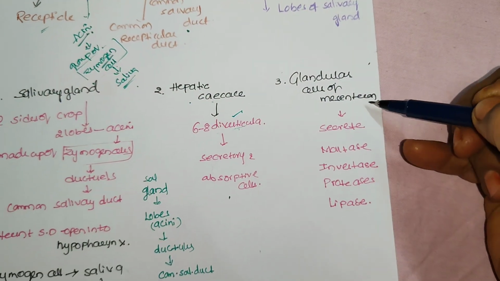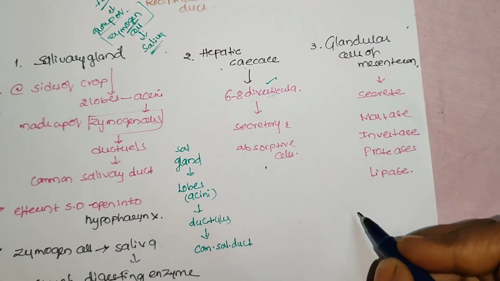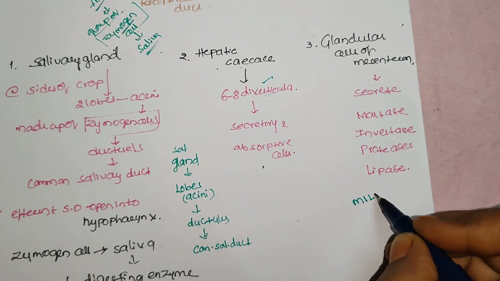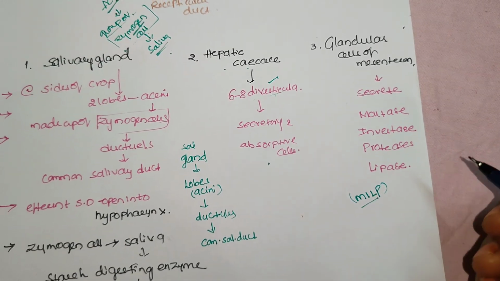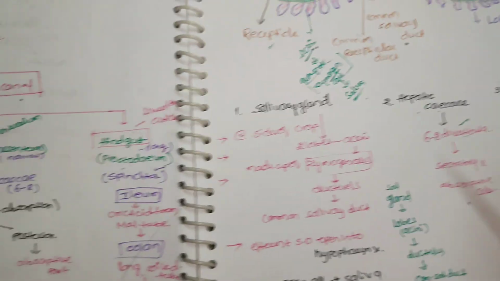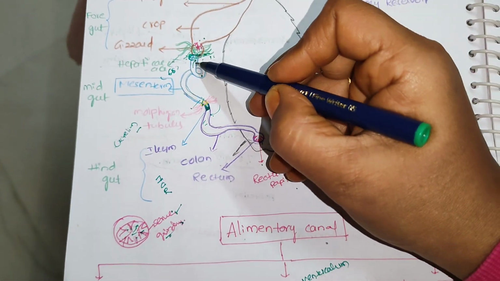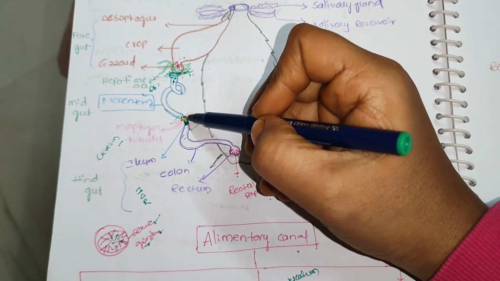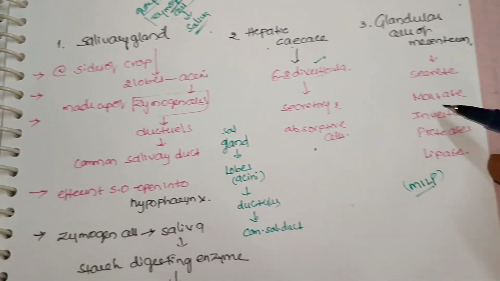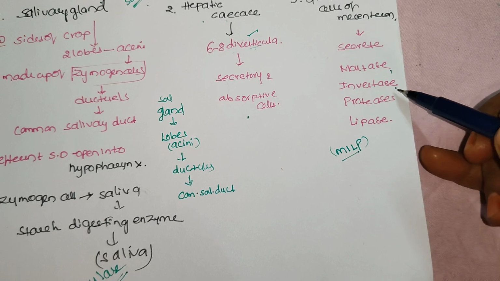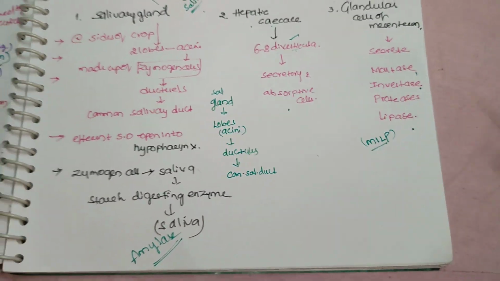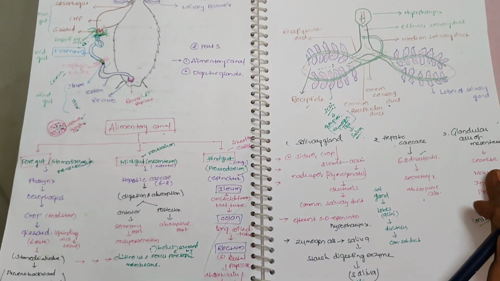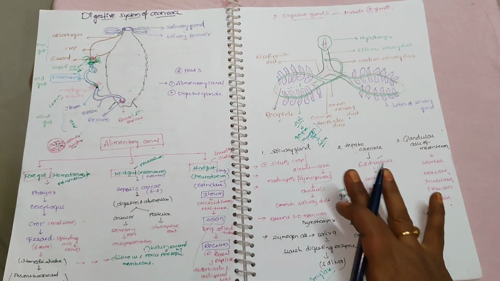Then the glandular cells of mesenteron. In the mesenteron we have an anterior secretory part and a posterior absorption part. The secretory part releases the enzymes maltase, invertase, protease, lipase. So this is the total regarding the digestive system of cockroach.